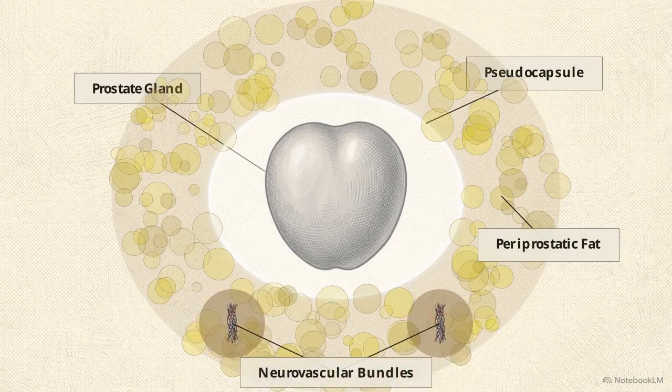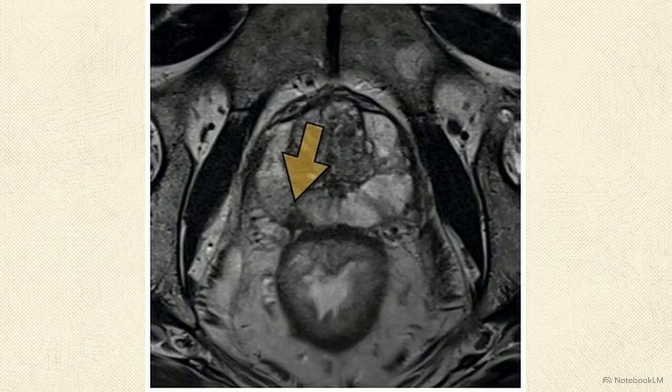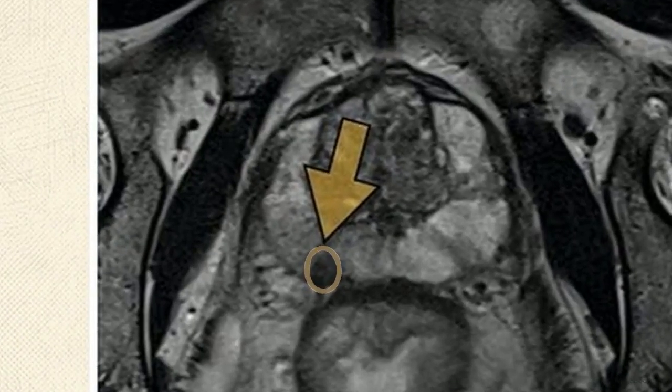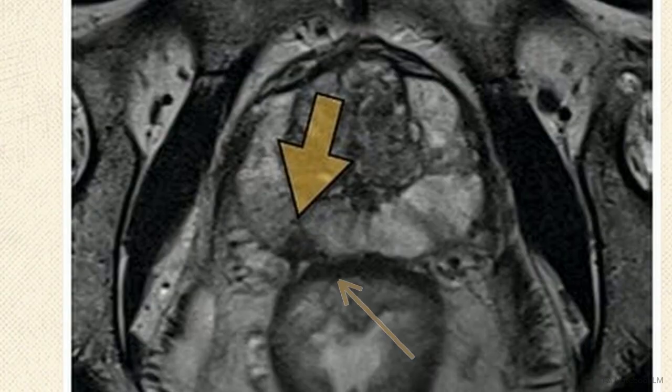and the neurovascular bundles. This T2-weighted MRI begins our evaluation of the extraprostatic extension, or EPE, risk spectrum. The yellow arrow points to a lesion that merely touches the pseudocapsule. Because the abutment is narrow and the capsule is undeformed, the perceived risk of tumor extension is low.